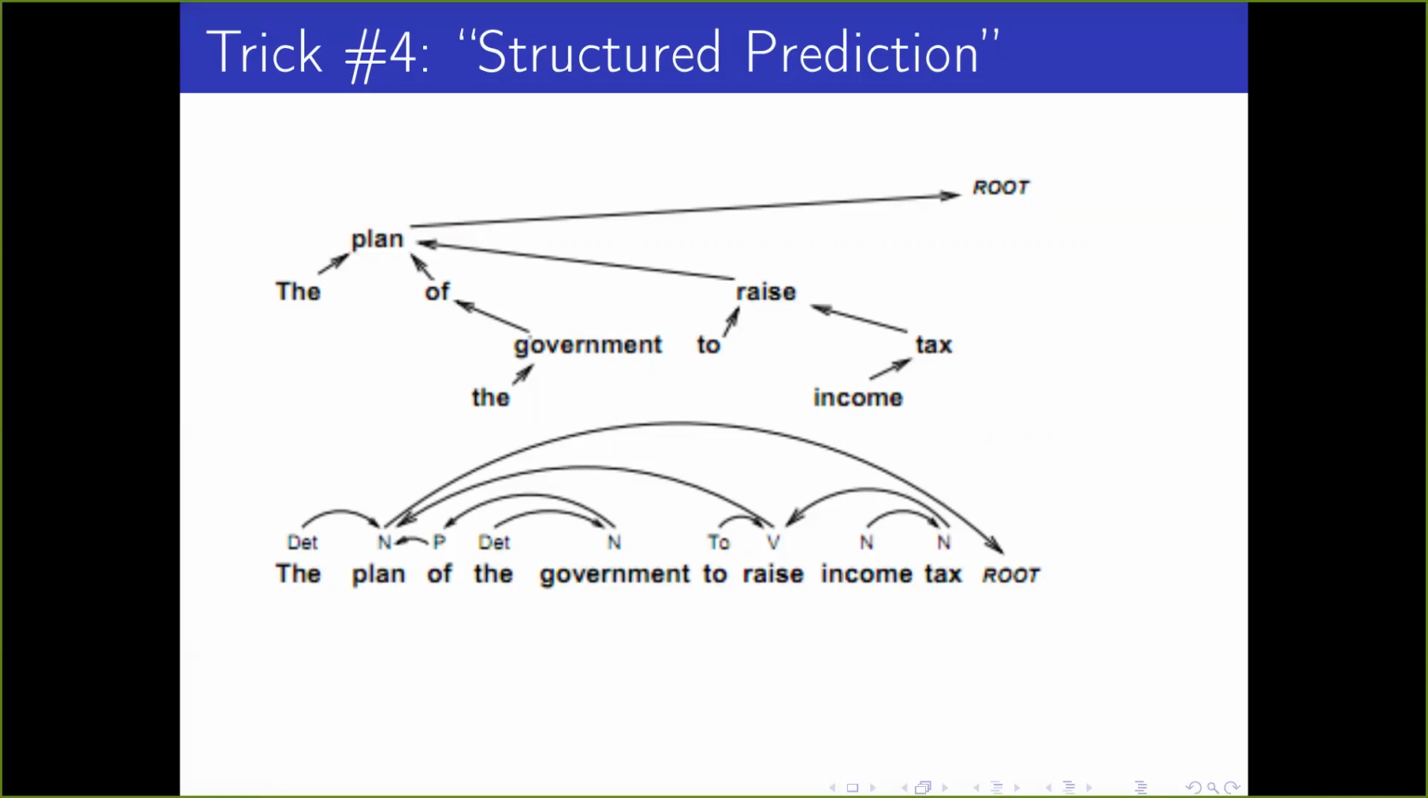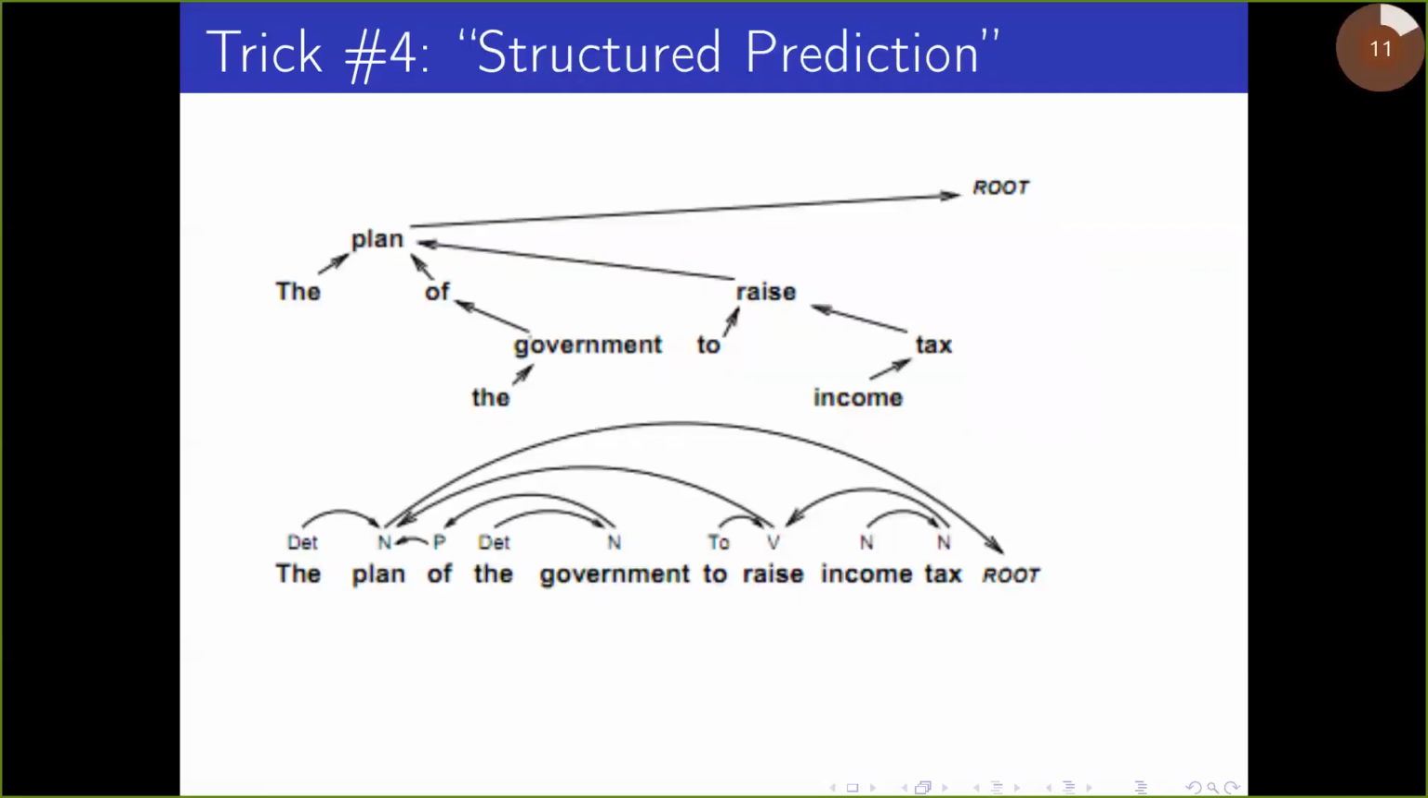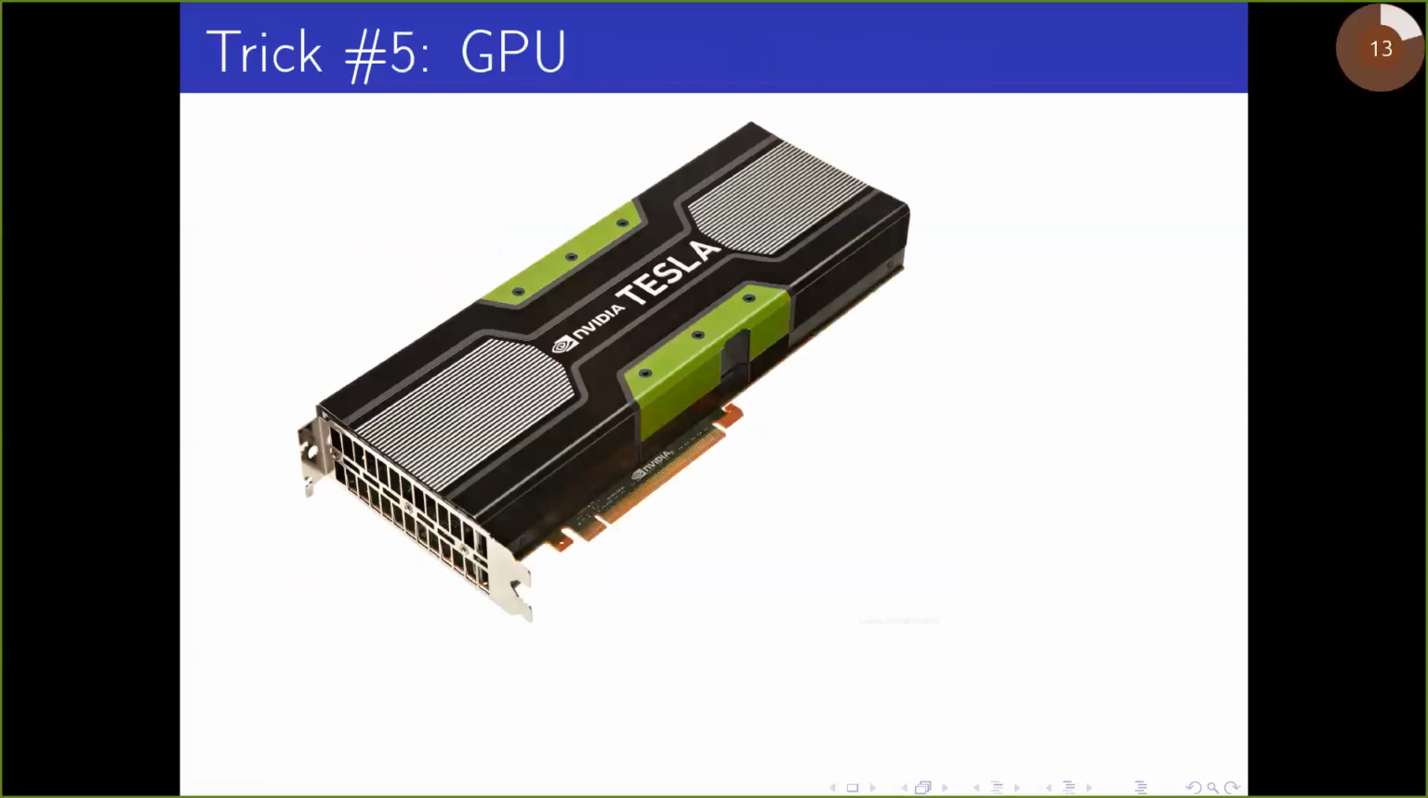So this is effective when you have it, but if you don't have that pre-existing structure, then you can't really do that so easily. So if we go back, this is kind of an implicit version of a hierarchy, right? Okay. And then the last trick is playing around with the GPU.